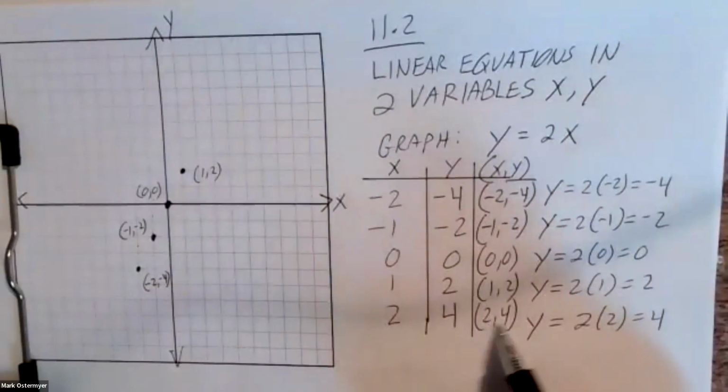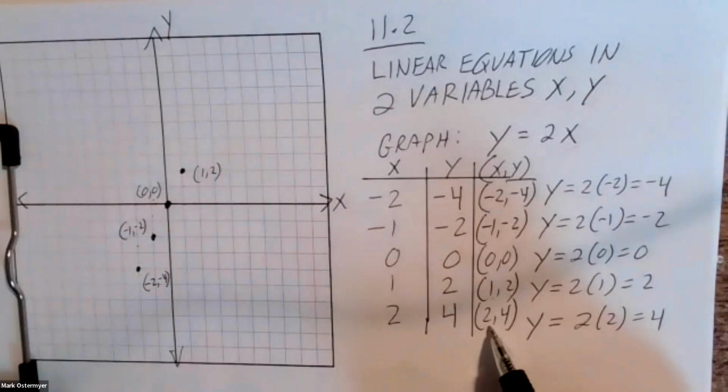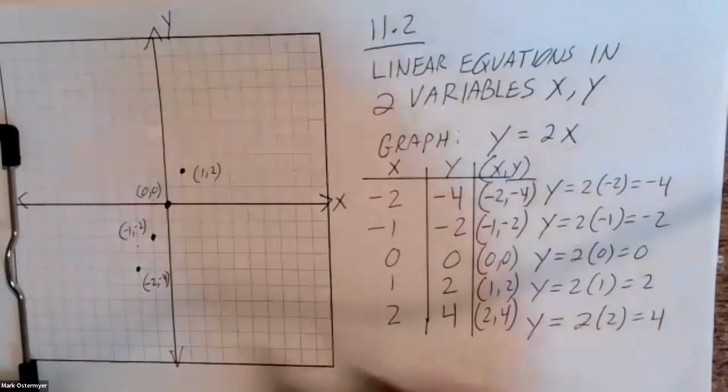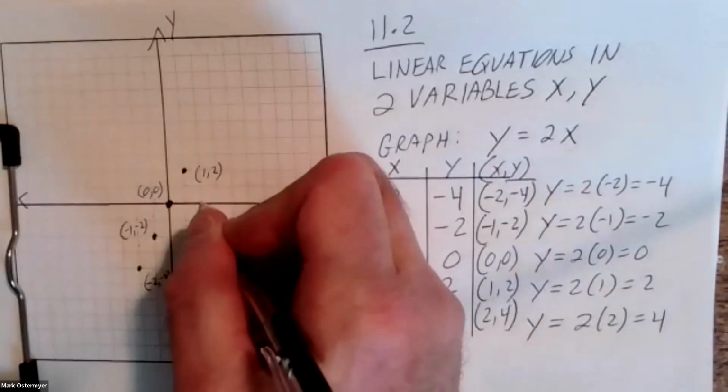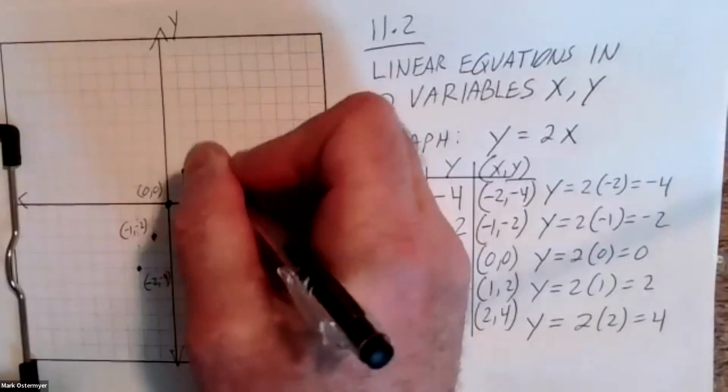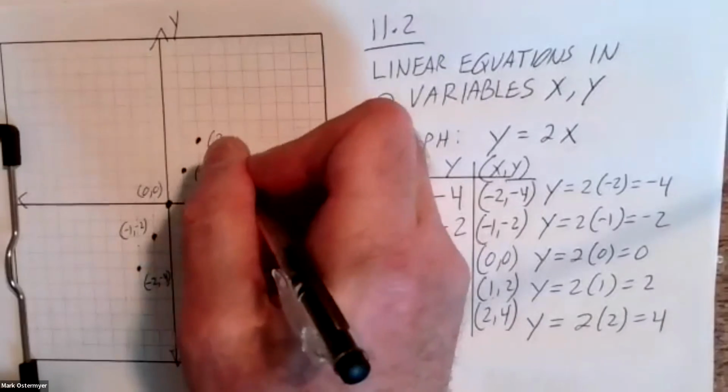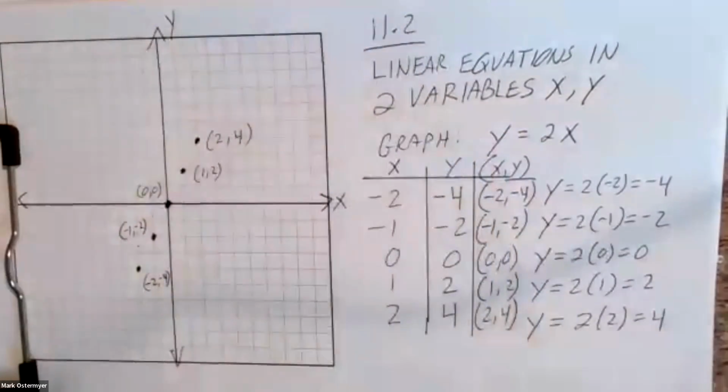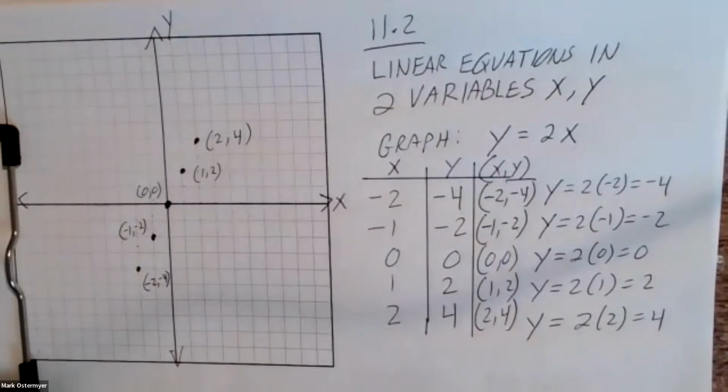Plotting the point (2, 4), we start at the origin, move 2 to the right on the x-axis, and up 4 units. 1, 2, now up 4: 1, 2, 3, 4. There's (2, 4). I got a question for you. Does it look like those points lie on a line, ladies and gentlemen? Does it look like those points, those solutions to that linear equation, lie on a line? Yes or no?